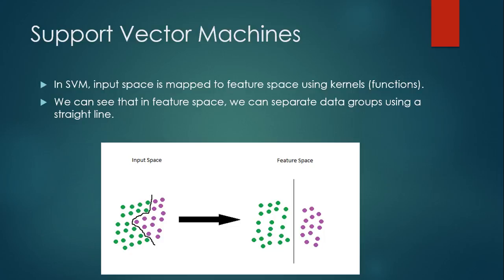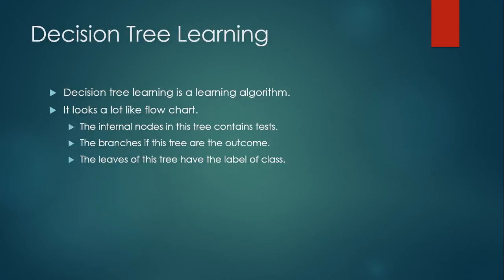Now we'll discuss the SVM algorithm. In SVM, the input space is mapped to a feature space using some functions or kernels. Here we can see in the image that the data separation can be done using a straight line. On the left-hand side, in the input space, the separation is done using a curved line, which is very difficult to do. By using SVM, we can map the input space into a feature space, which has better class separation and which can be done using a straight line.